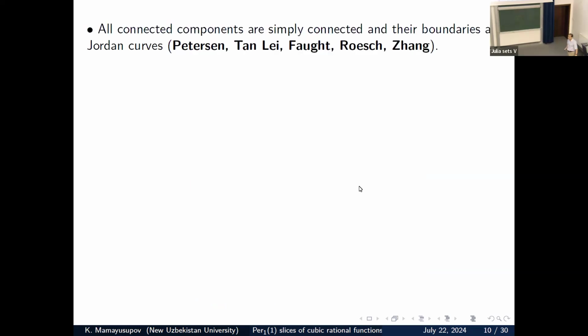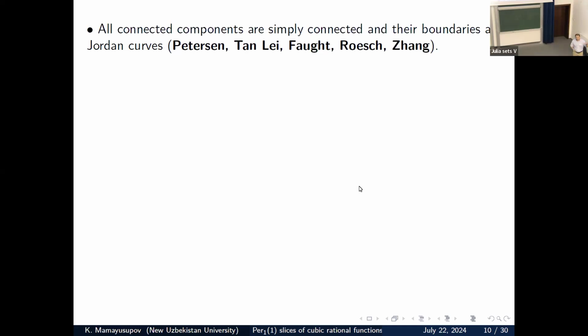So on these slides, I mean slices, yeah. For all kinds of the ones I mentioned here, you can take the parameters where you have 3 critical points converging to one of those fixed points. Then you have open components, and they are all connected, and boundaries are Jordan curves.